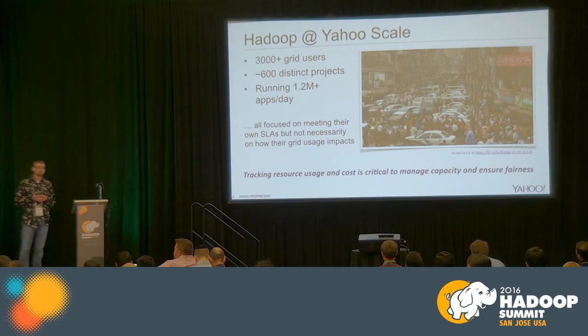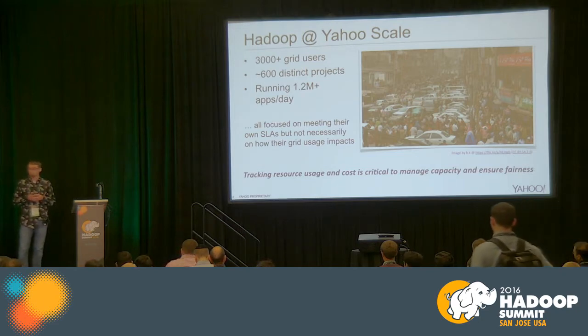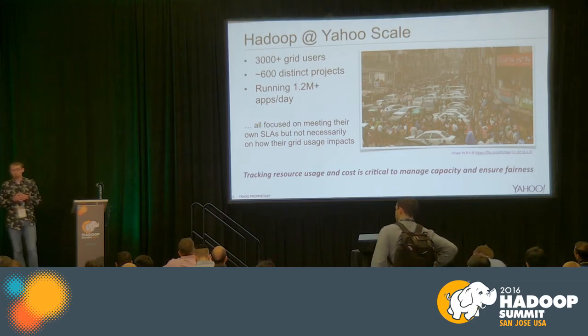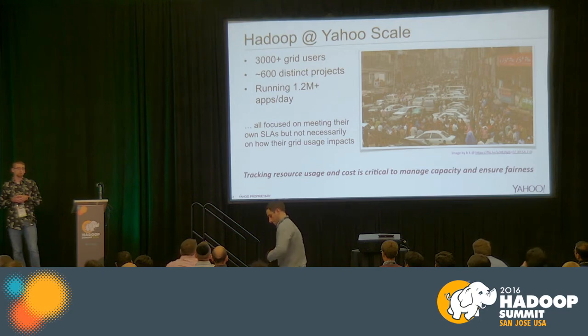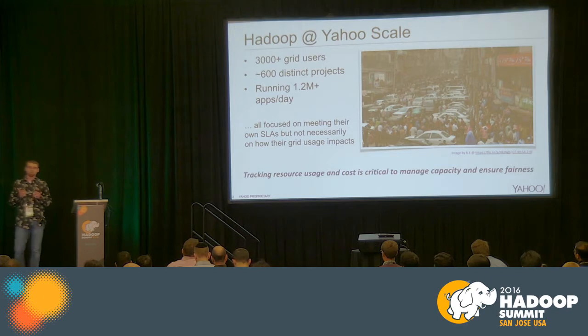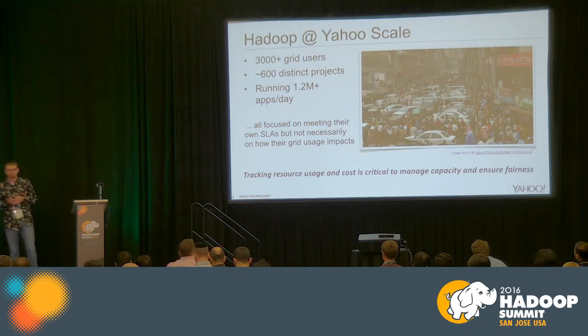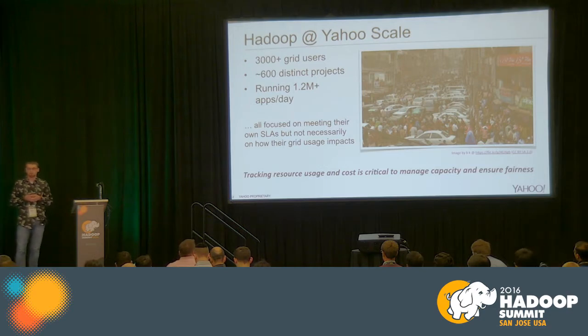But at Yahoo scale, our clusters are more like a sprawling metropolis, or perhaps like this busy Bangladesh street. We have over 3,000 different Hadoop users spanning roughly 600 different projects, all running over 1.2 million apps every single day across our clusters. Now, individual users and teams are keenly focused on meeting their own SLAs, but they're not necessarily thinking or caring about how their usage impacts everyone else.